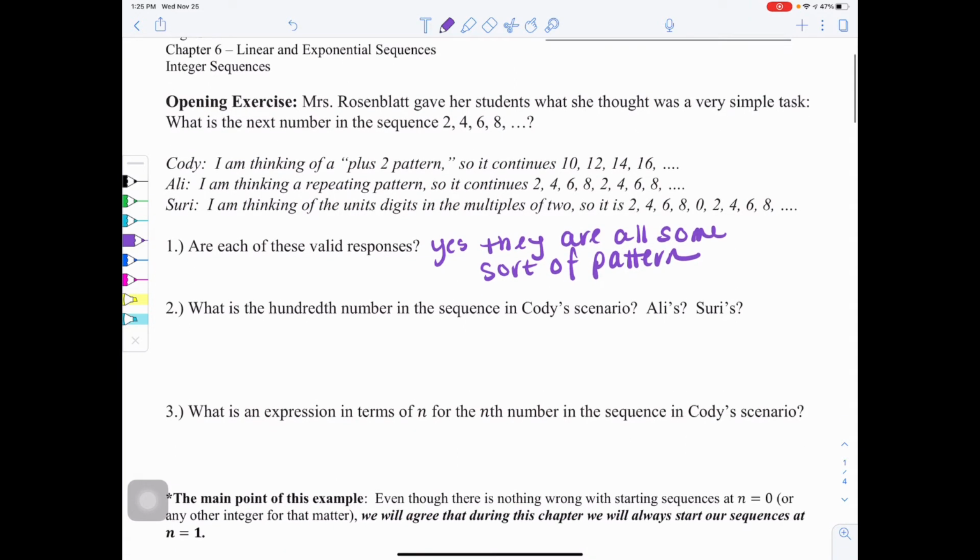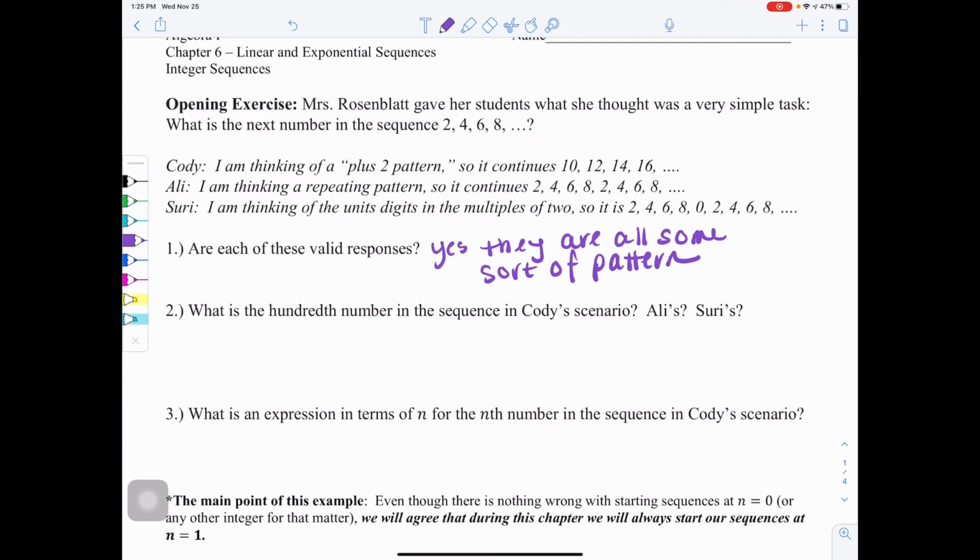Now in number 2, what is the 100th number in the sequence in Cody's scenario, Allie's scenario, and Suri's scenario? So for Cody's scenario, we're looking at a situation where we're doing 2n, we're doubling. So 2 times 100 would be 200. Say for Cody, it's 200.